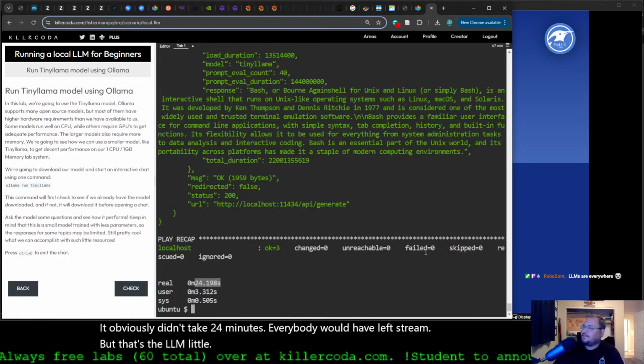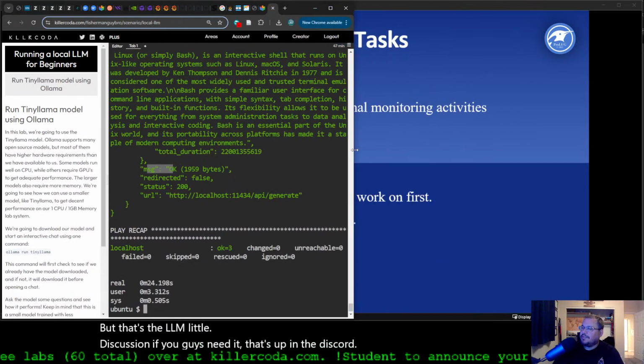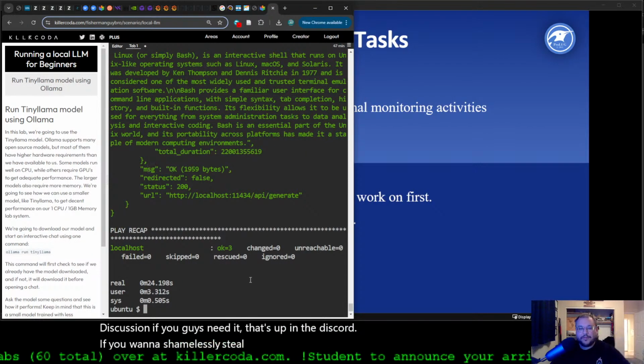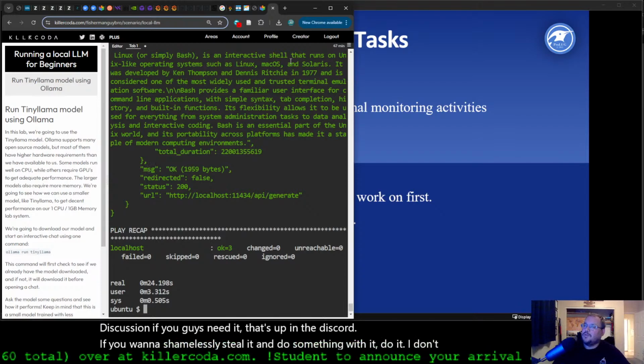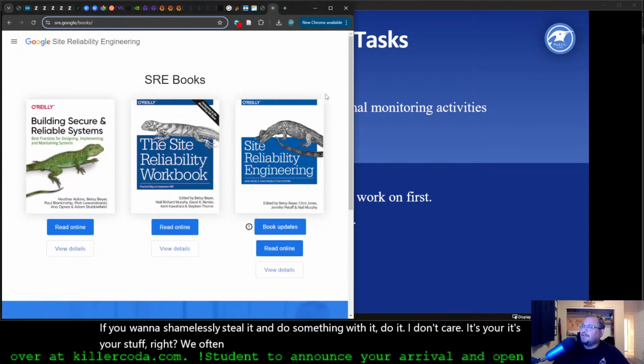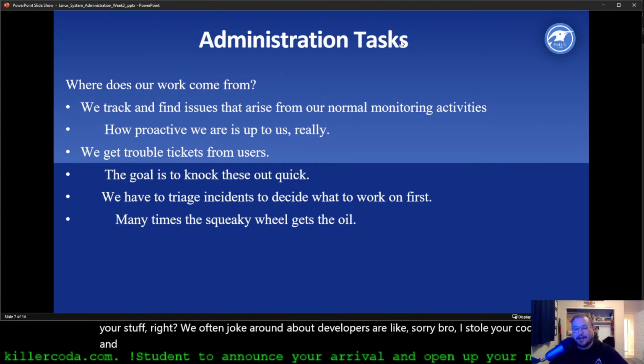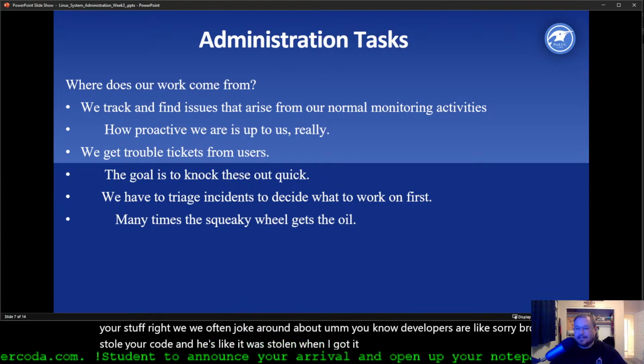If you guys need it, it's up in the Discord. Right? If you want to shamelessly steal it and do something with it, do it. I don't care. It's your stuff, right? We often joke around about developers being like, sorry, bro, I stole your code. And he's like, it was stolen when I got it, right? It was stolen when I found it on the internet.